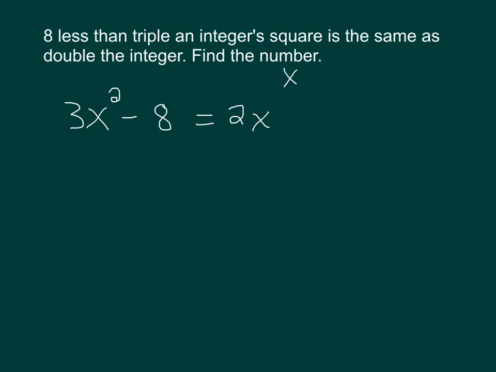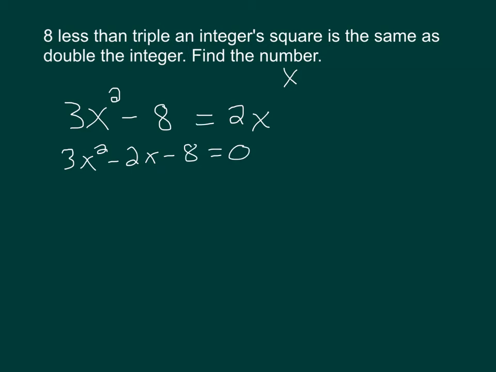So there we have our equation set up, and now we just have to find the number by solving for x. Once again, I have to get one side to equal 0, so I'm going to subtract 2x from each side. 3x squared minus 2x minus 8 equals 0. And I want to factor this.